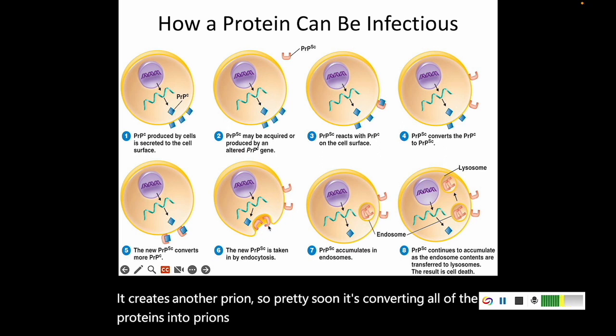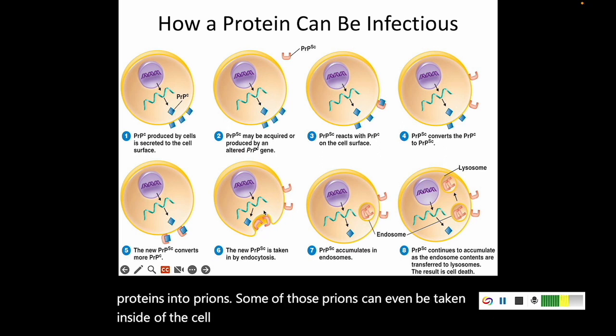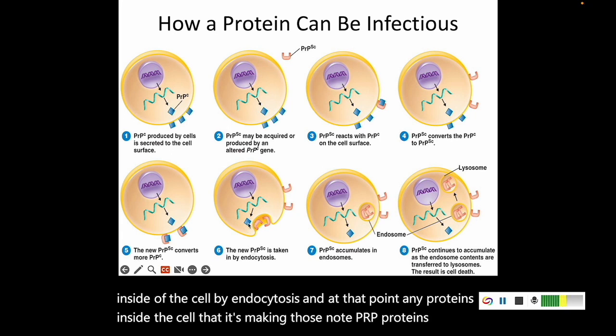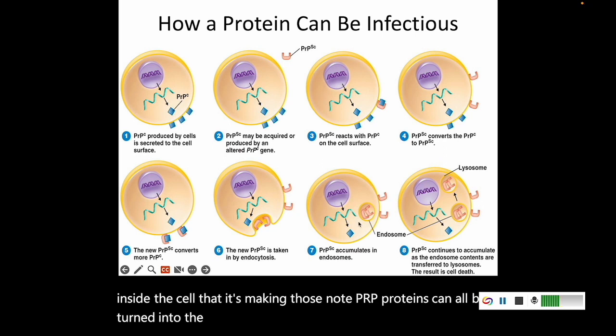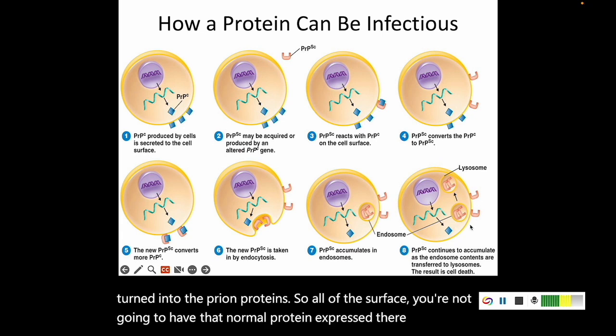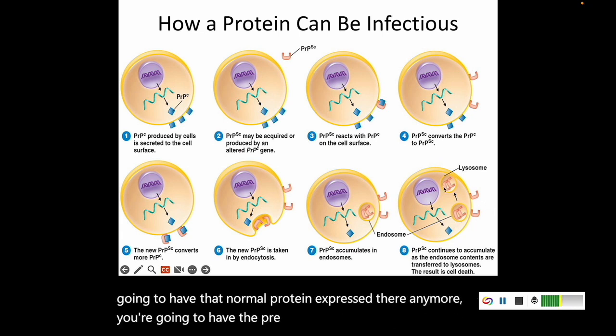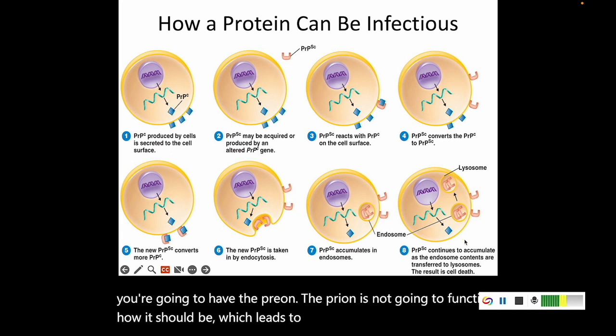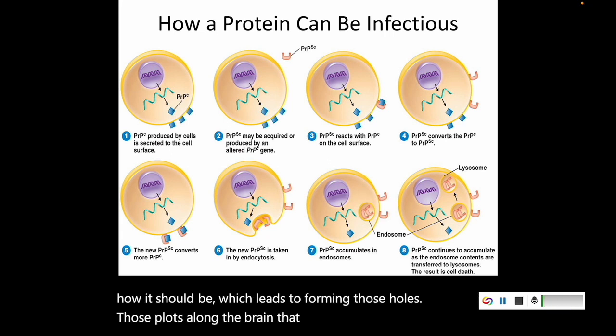Some of those prions can even be taken inside of the cell by endocytosis. And at that point, any proteins inside the cell that it's making, those PrP proteins, can all be turned into the prion proteins. So on the surface, you're not going to have that normal protein expressed there anymore. You're going to have the prion. The prion is not going to function how it should, which leads to forming those holes, those plaques along the brain that are going to eventually cause the disease.